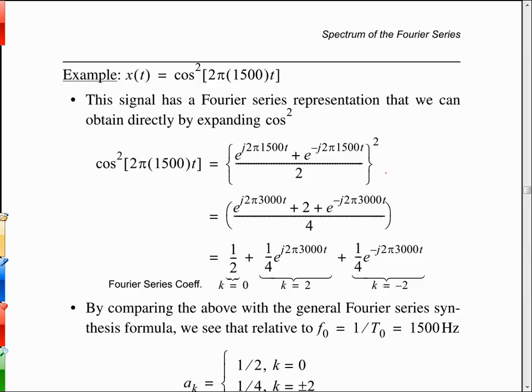If we have a cosine squared of 2 pi 1500t, what is that going to be composed of if we break it down? It should have some Fourier representation because we know that's a periodic signal. It's just not a cosine. Now it's a cosine squared. So if we square it out, what do we get when we square out the cosine?